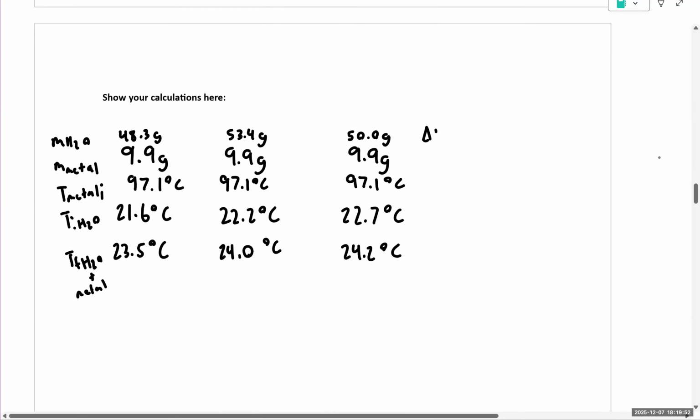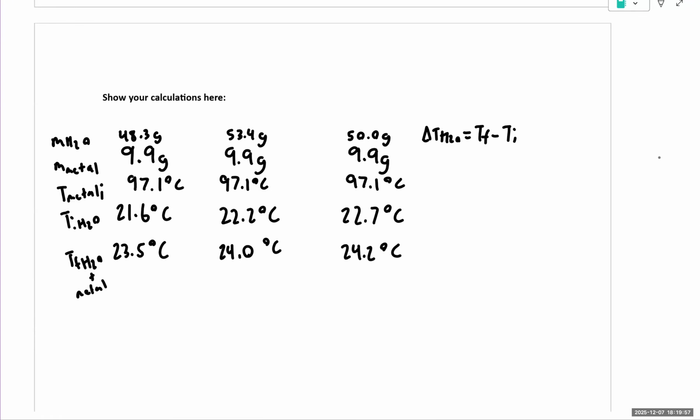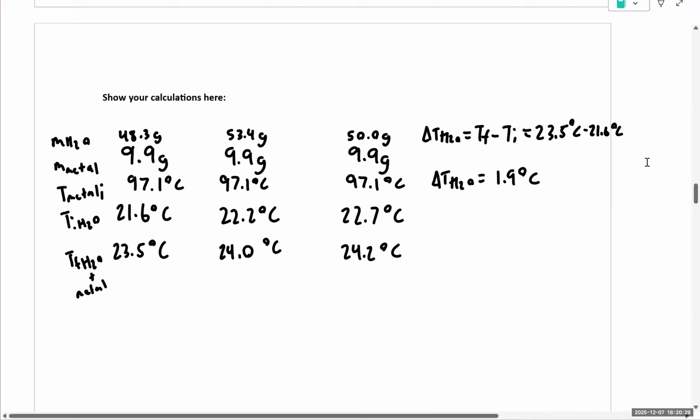So first, delta T water is equal to T final minus T initial. The final temperature of the water for trial 1 is 23.5 degrees Celsius. The initial temperature was 21.6 degrees Celsius. This gives us a delta T of water. Let's break out the calculator. So we have 23.5 minus 21.6. This gives us 1.9 degrees Celsius. Okay, so far so good.